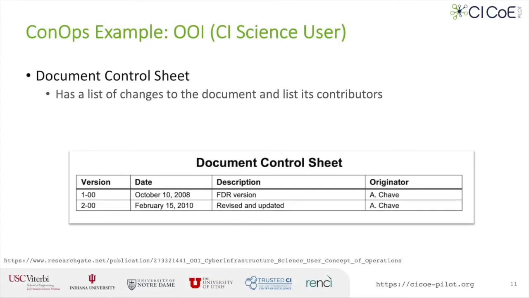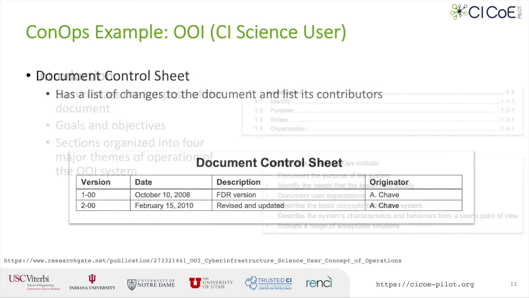As I mentioned before, the ConOps starts with a document control page that has a list of changes to the document and a list of its contributors. This is a very important step in a ConOps because you keep track of all the changes and how things evolved. And recall, this is a living document. So keeping track of how things changed, who took decisions, who contributed to the new document is essential here.